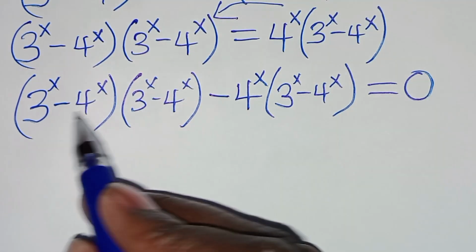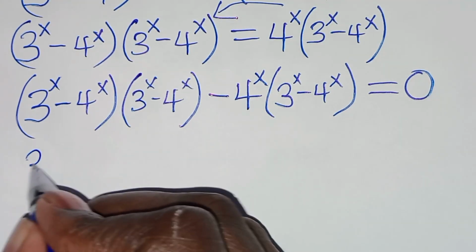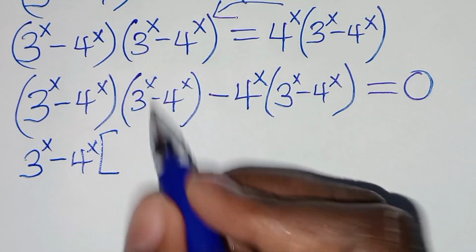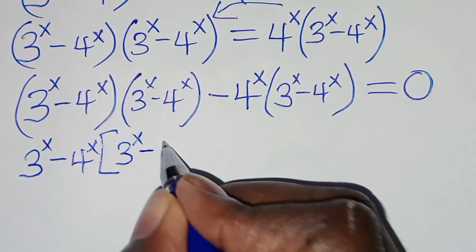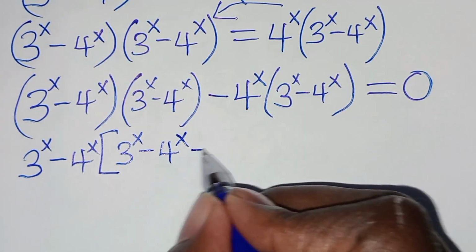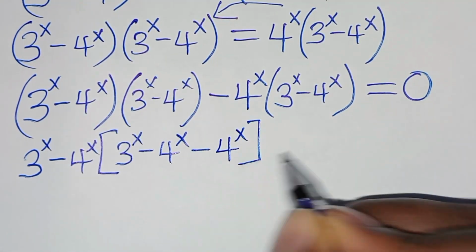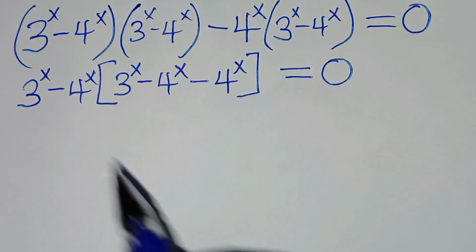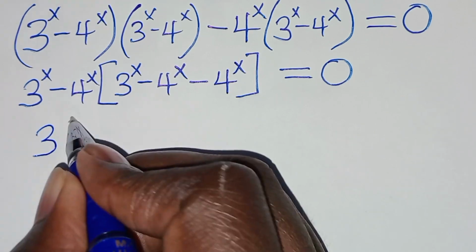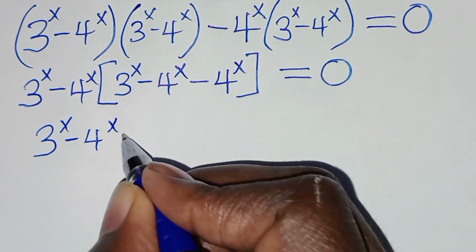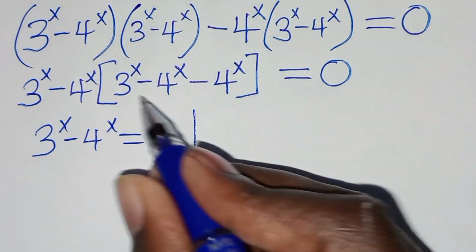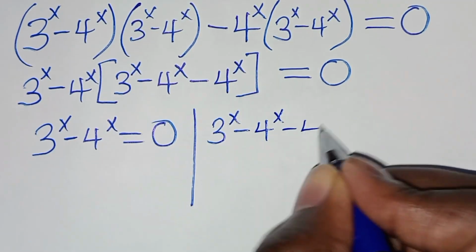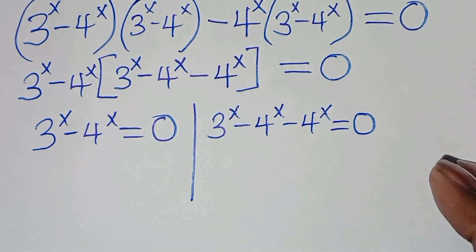Now, 3 to power x minus 4 to power x is common, so we can factor it out. So that into the parentheses, this is (3 to power x minus 4 to power x) minus 4 to power x, close the bracket. This is equal to 0. So we have two parts here. The first part is 3 to power x minus 4 to power x equal to 0. The second part here is 3 to power x minus 4 to power x minus 4 to power x equal to 0.